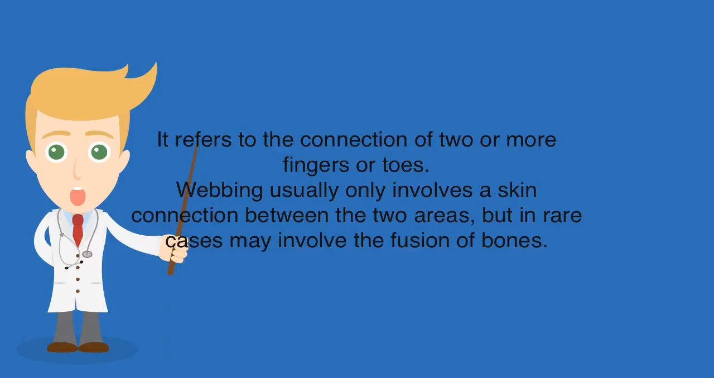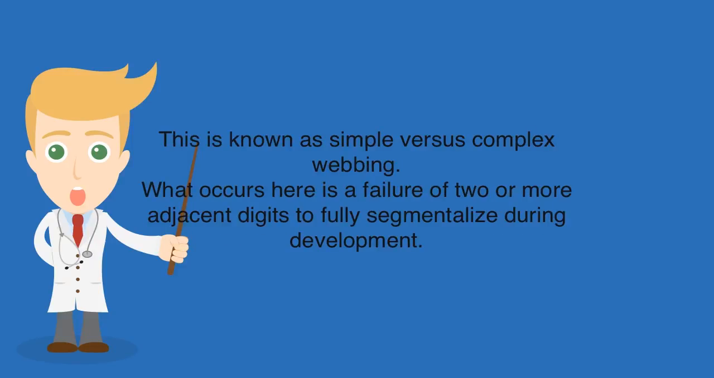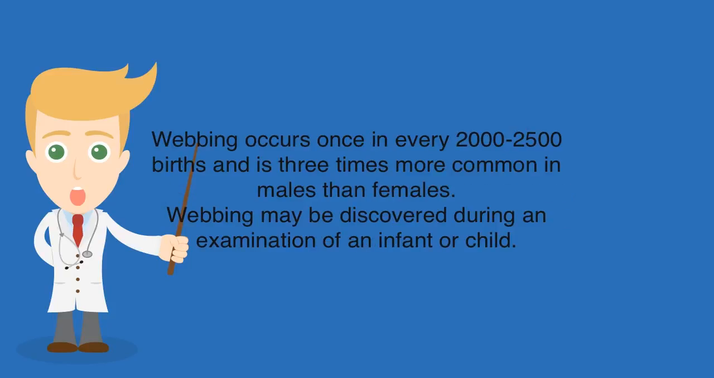Webbing usually only involves a skin connection between the two areas, but in rare cases may involve the fusion of bones. This is known as simple versus complex webbing. What occurs here is a failure of two or more adjacent digits to fully segmentalize during development. Webbing occurs once in every 2,000 to 2,500 births and is 3 times more common in males than females.